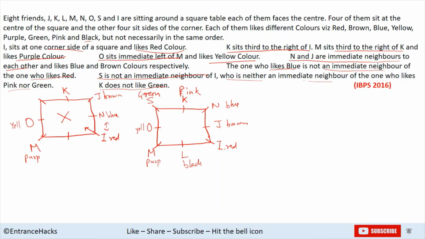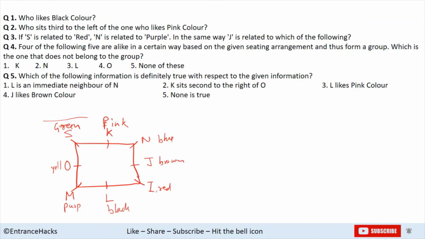From the square we can answer all our questions. The question is, who likes black color? So black color is liked by L. Who sits third to the left of the one who likes pink? So third to the left is I.